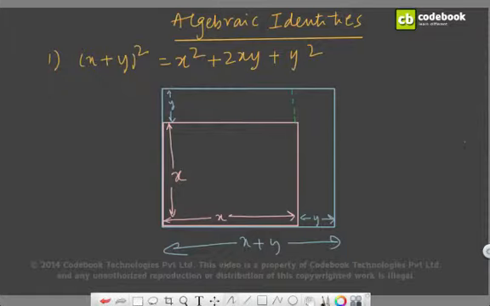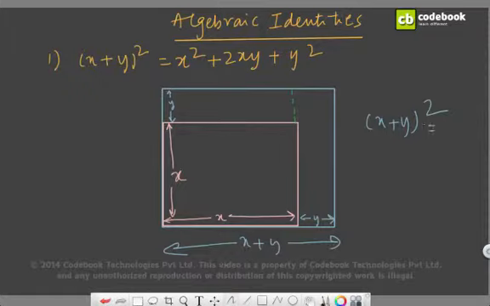So we can prove the above identity graphically. Consider the big blue square of side x + y and a small pink square of side x. The area of the bigger square is (x + y)² because the area of a square is side squared. The side over here is x + y. So the area of the bigger square is (x + y)².